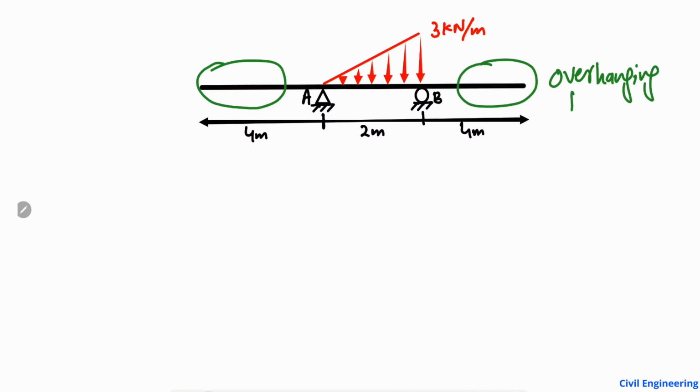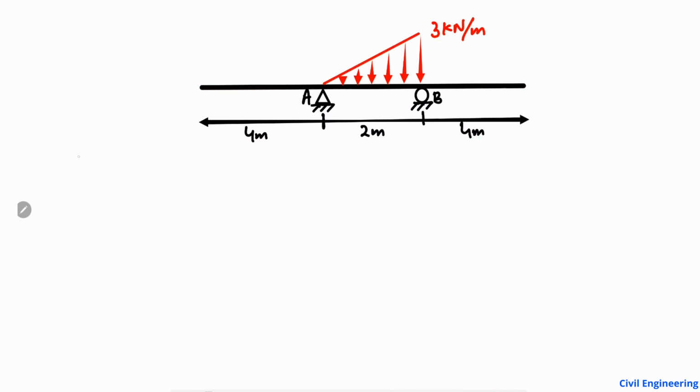We are going to analyze this beam to find out the support reactions with a triangular load, where the load increases from 0 to 3 kilonewton per meter. The distance on which the load is acting is 2 meter, and the 4 meter and 4 meter are without any kind of load. So how to analyze this beam with a triangular load acting only between the supports? I'm going to show you very easy steps to find the support reactions. So let's start.